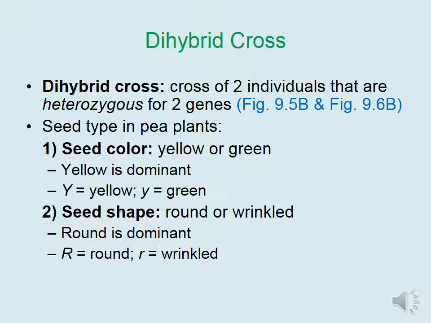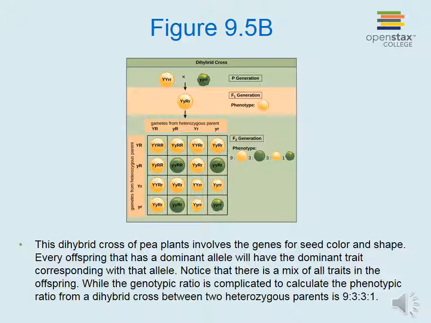Seed shape is either round or wrinkled, where round is dominant, so round is indicated by a capital R, and wrinkled is indicated by a lowercase r. This dihybrid cross of pea plants involves the genes for seed color and shape. Every offspring that has a dominant allele will have the dominant trait corresponding with that allele. Notice that there is a mix of all traits in the offspring.